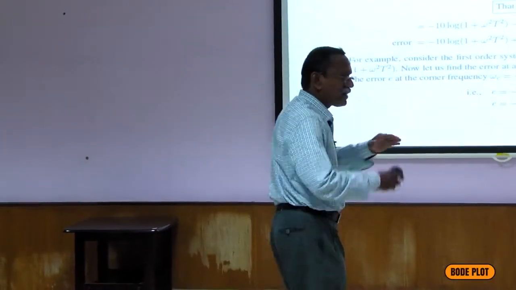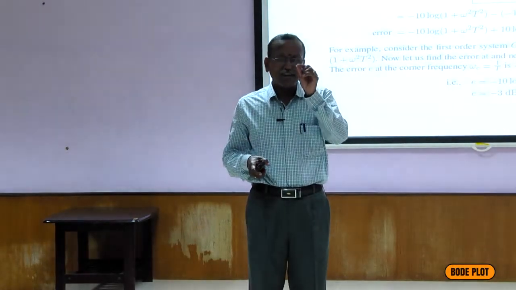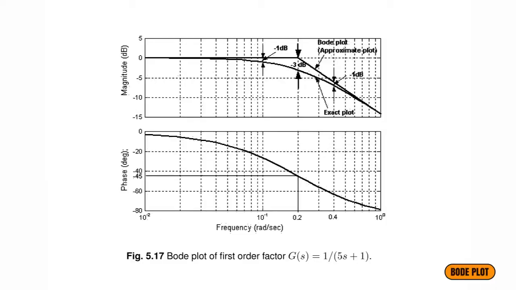So, after drawing that approximate plot, if you want the actual plot, we have to do the correction of minus 3 dB at the corner frequency, that's all. So, how to do the correction? Here, we have to select a point minus 3 dB below this, put a dot here. If you move 1 octave to the left hand side, the error will be minus 1 dB. If you move 1 octave to the right, the error will again be minus 1 dB. So, you can draw 3 points: minus 1 dB, here minus 3 dB, here minus 1 dB. If you join all these 3 dots, you will get the actual plot.